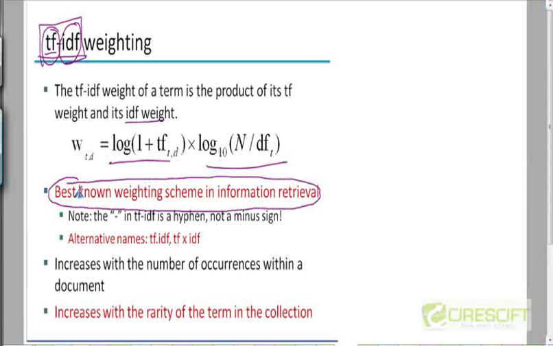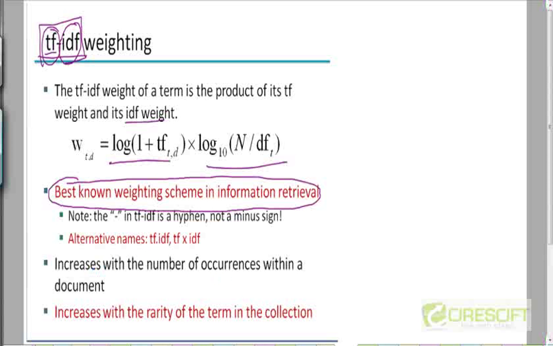TF-IDF is used very commonly in companies that work on IR systems. If you look at the lingo of IR people, they use TF-IDF almost like a stop word. It's that common. Note that the dash here is not a minus sign, it's just a hyphen. And other ways of denoting this score are TF dot IDF and TF cross IDF.